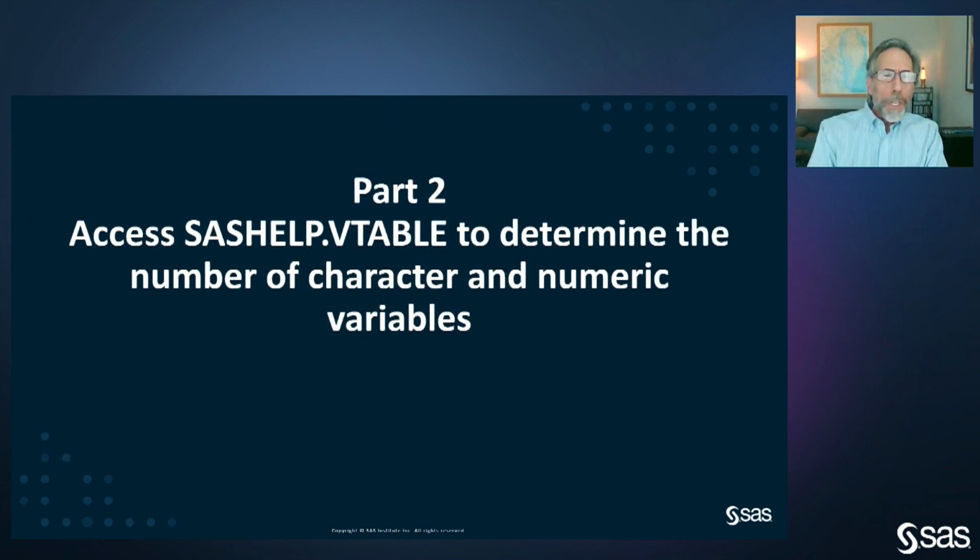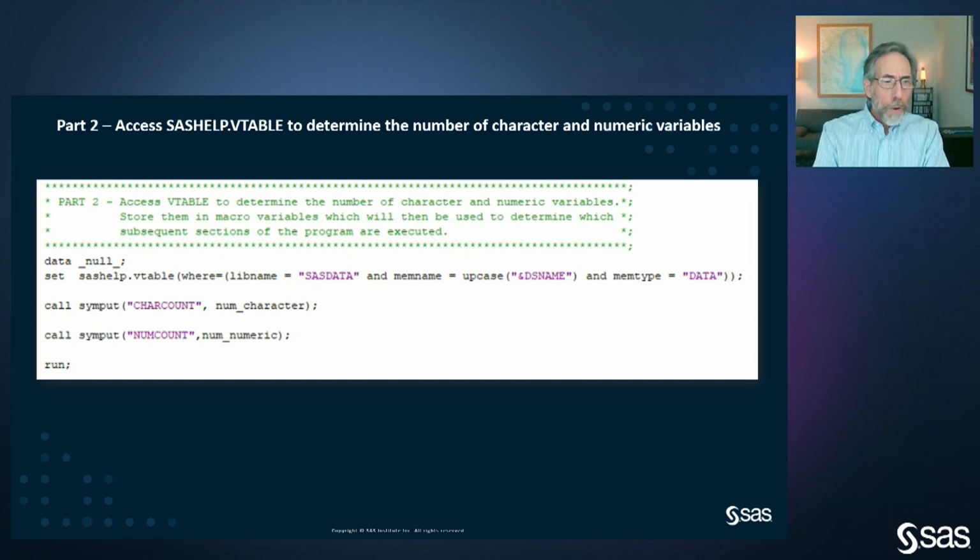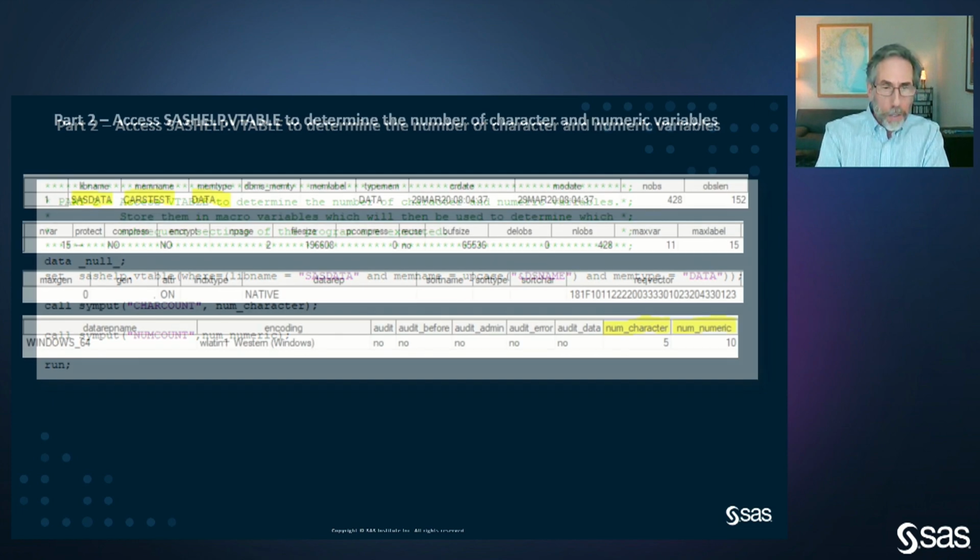Now that we've done that, we need to determine the number of character and the number of numeric variables, because we're going to need those numbers later on. We do this by using a data null step, and we're going to create two macro variables. So we access sashelp.vtable, where libname equals SASHELP, and the member name is the upcase of the data set name, cars test, and memtype equals data. Then we take the number of character variables and put that into a macro variable called char count, and the number of numeric variables and put that into a macro variable called num count.